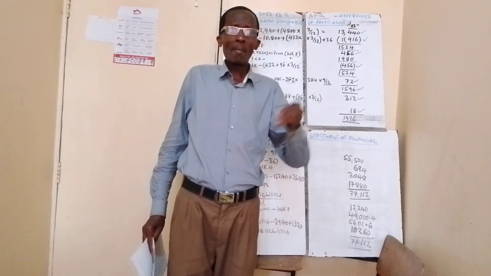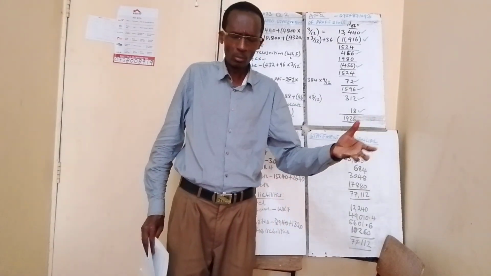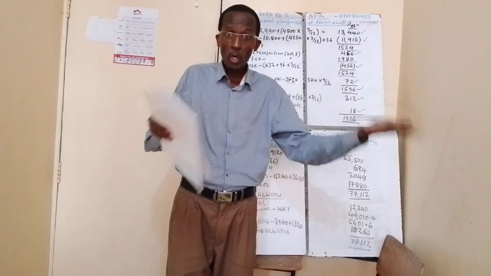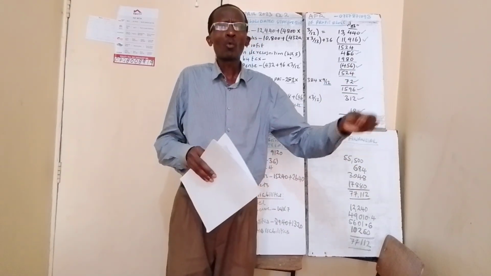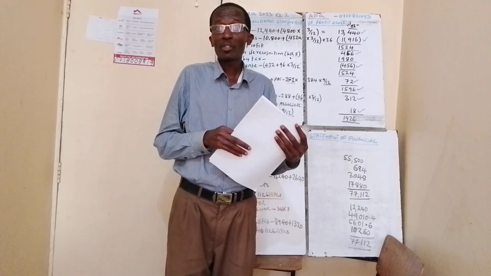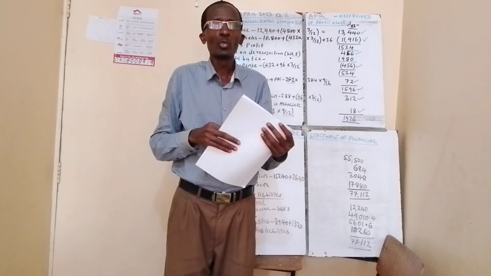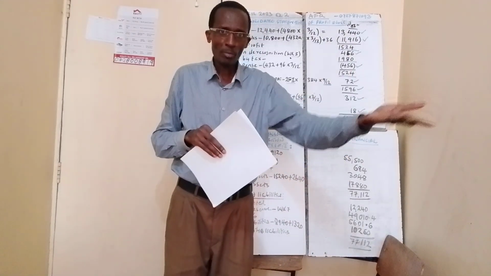Including, for example, if you have a borehole which supplies the factory with water, that borehole qualifies for investment deduction at 50%, because that borehole is helping to support the manufacturing process.